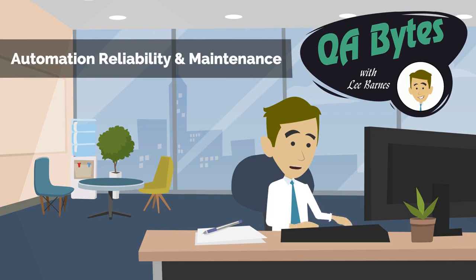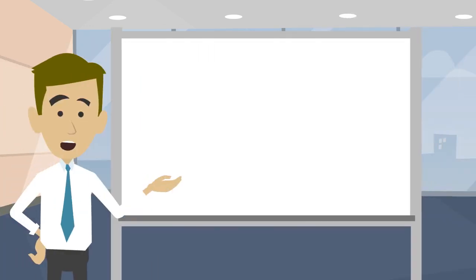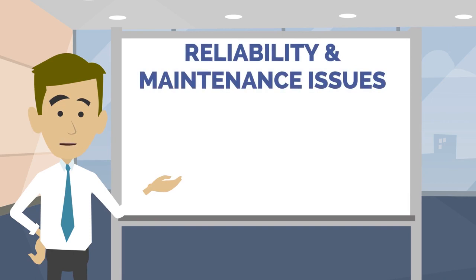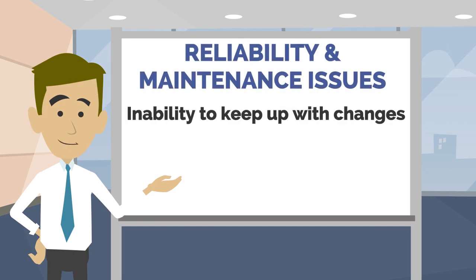Today we're continuing our series of common test automation issues and we'll be discussing reliability and maintenance. This is probably one of the areas that is most commonly thought of when thinking about test automation issues, and for good reason. Many organizations spend more time maintaining their test suites than they do testing. The most common symptom is an inability to keep up with application changes.